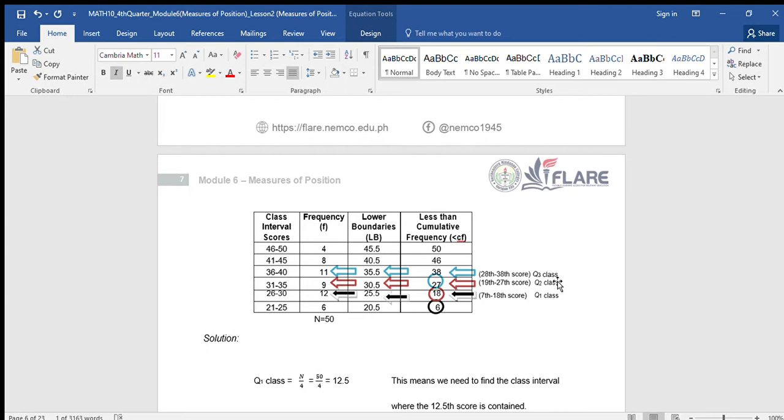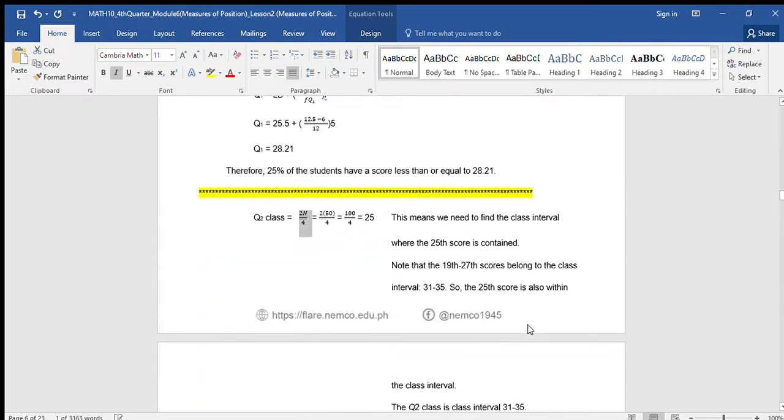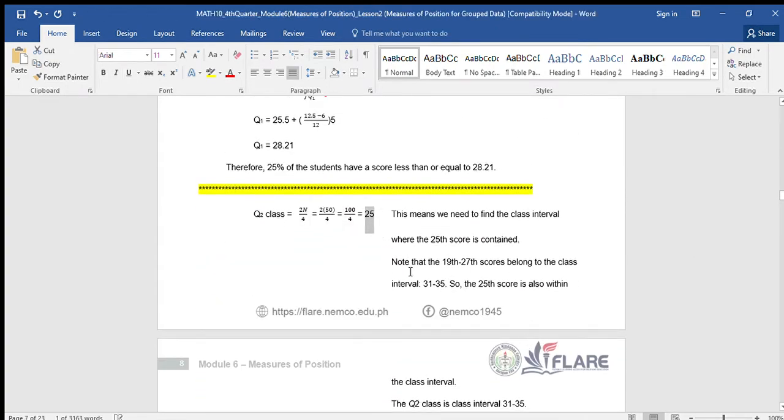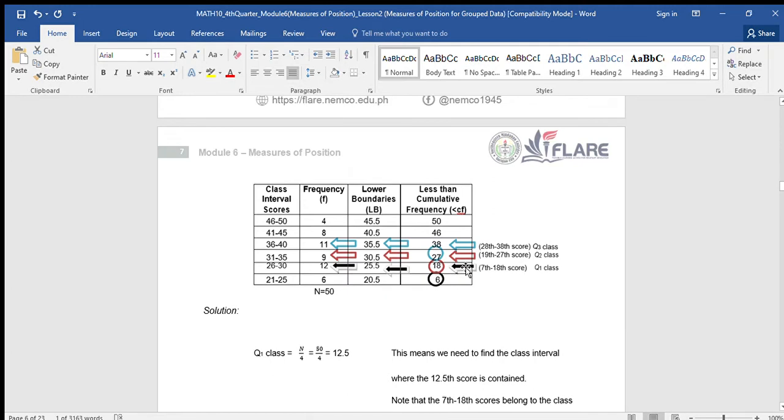Guys, where does 25 belong in the cumulative frequency? Does it belong in 6? No. Okay, it belongs in 19 to 27. So we'll focus on 27. That means, for 27, this is the line we'll focus on. So the lower boundary is 30.5, and the frequency we'll use is 9.